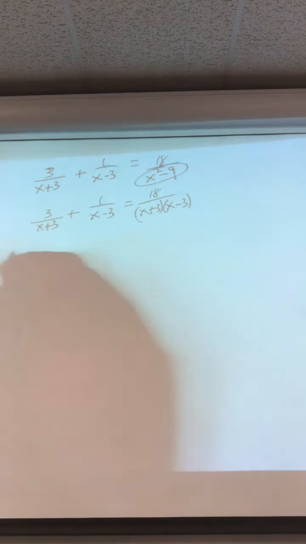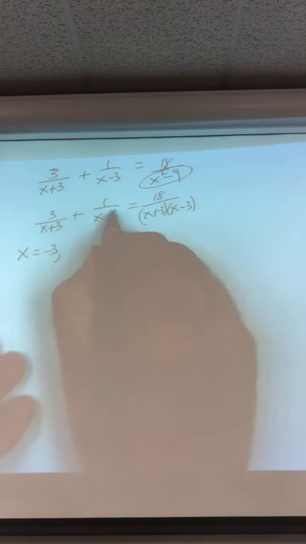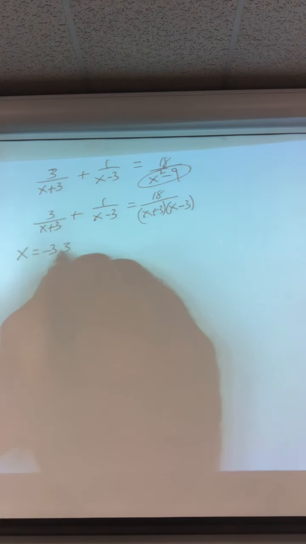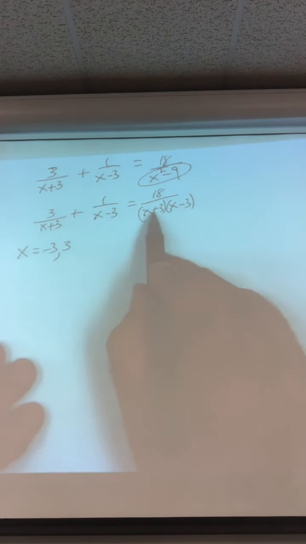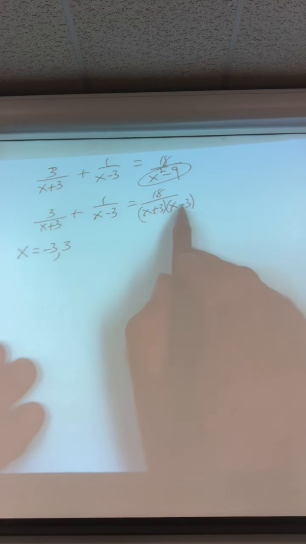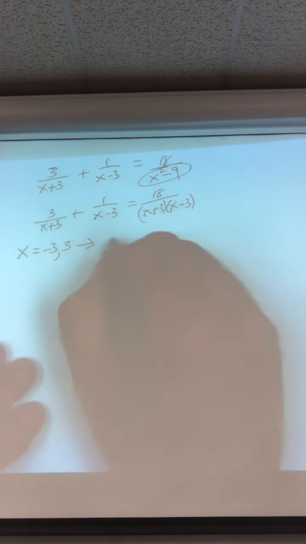Okay, now, what makes this denominator 0? x equal negative 3. What makes this denominator 0? x equal positive 3. What makes this denominator 0? Negative 3 or positive 3. So these are my restrictions.